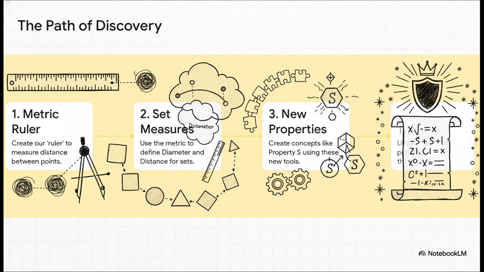We can actually see the whole path of discovery laid out right in front of us now. Step 1 was establishing the metric. That was our basic ruler. Today, step 2, we use that ruler to create these two new tools for measuring sets. So what's next? Well, step 3 is using these new tools to define completely new properties of spaces. And that leads to step 4, using those properties to prove some major powerful theorems. It's just a really beautiful logical progression, one step at a time.